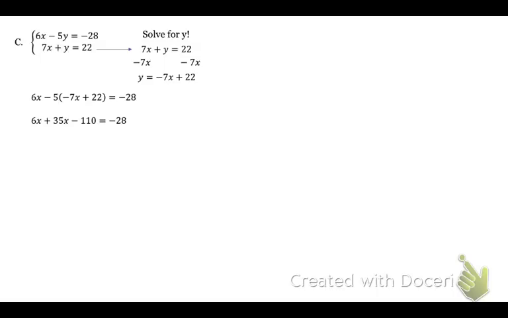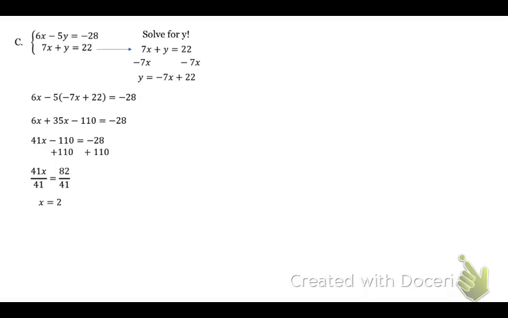Distribute that 5 and you get 6x plus 35x minus 110 equals negative 28. That's 41x minus 110 equals negative 28. Add the 110. 41x equals 82. Divide by 41. x equals 2.